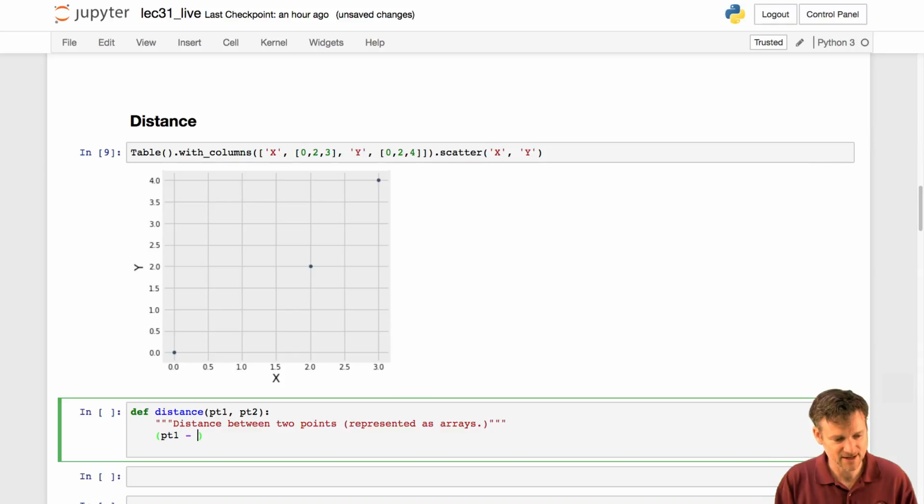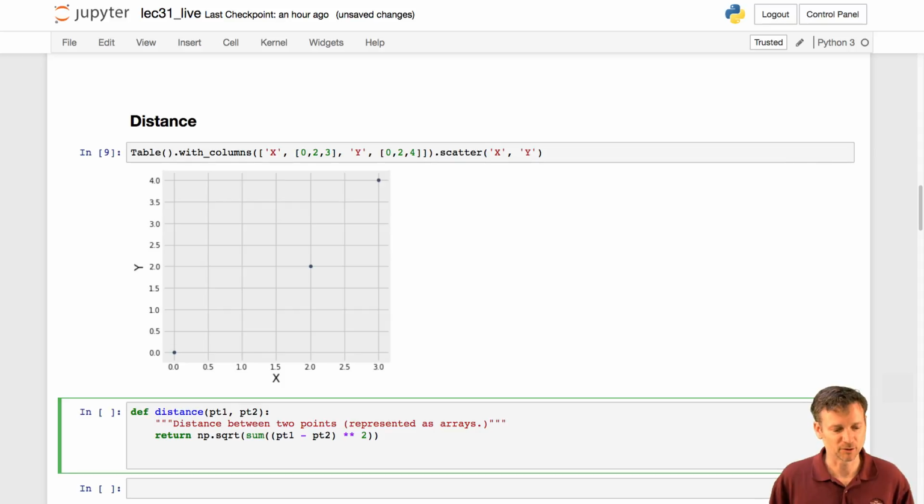So if I take the difference between these two as arrays, I get a new array that has the differences. Then if I square that, I get an array of the squared differences. So there's a whole bunch of squares in there. And now what the formula tells me to do is to sum those up, to add up those things. And then finally, the formula tells me, please take the square root of that result. And that will be the length of the diagonal line, in other words, the distance between the points.